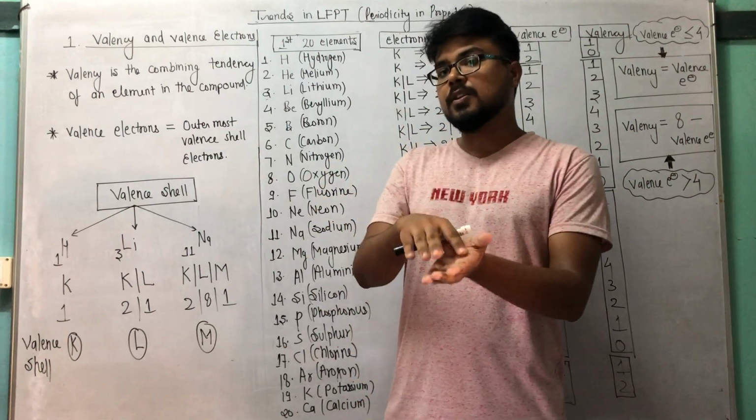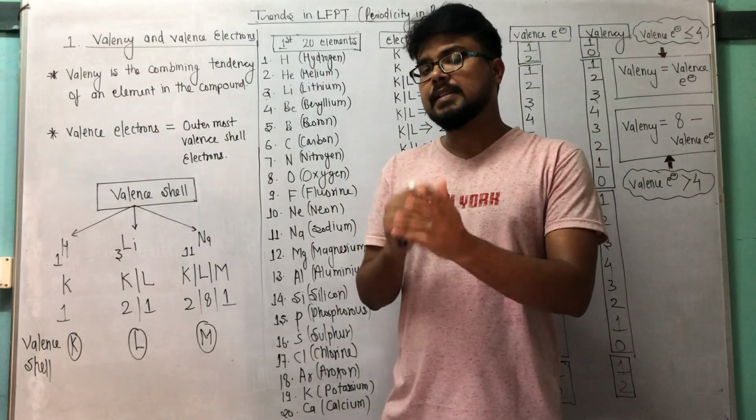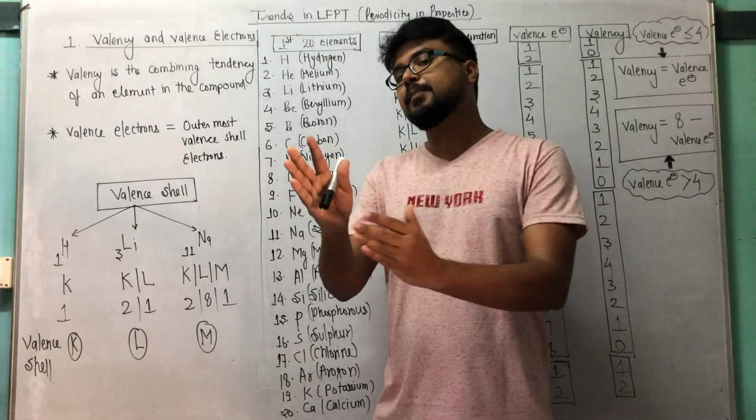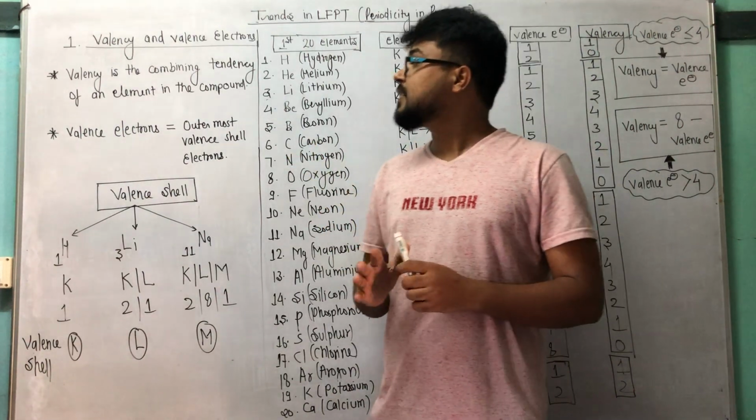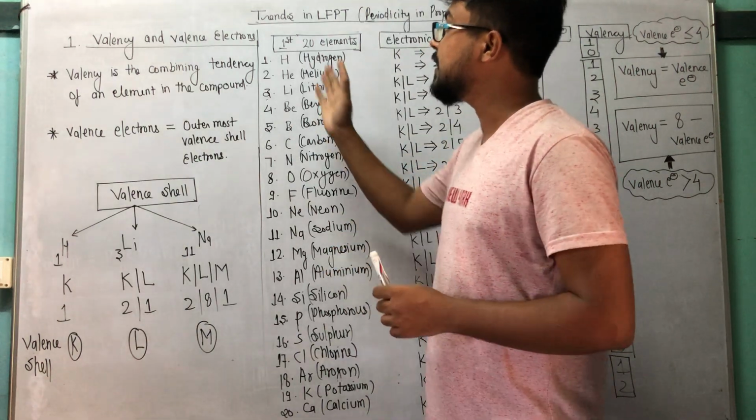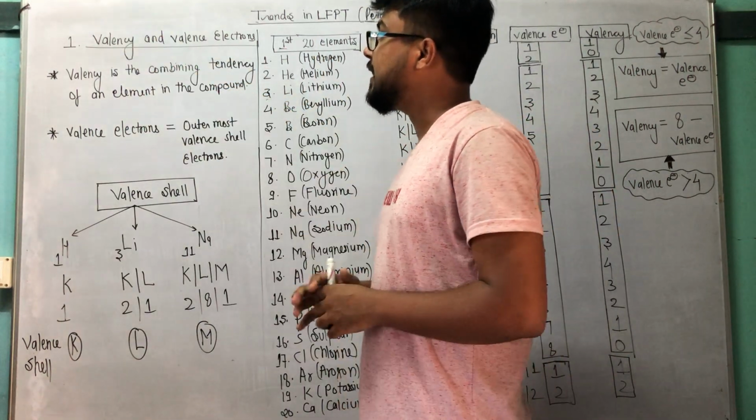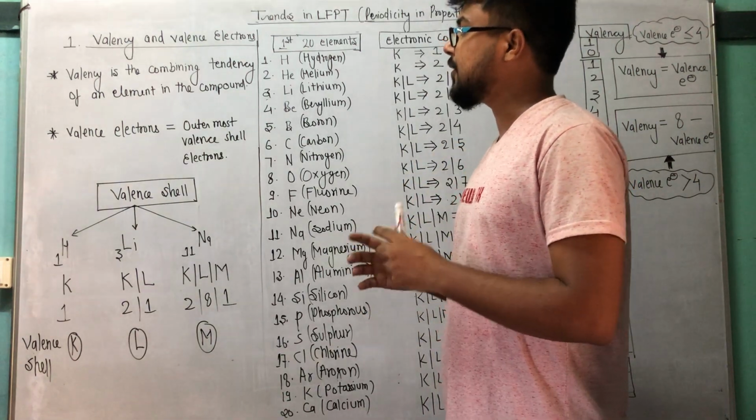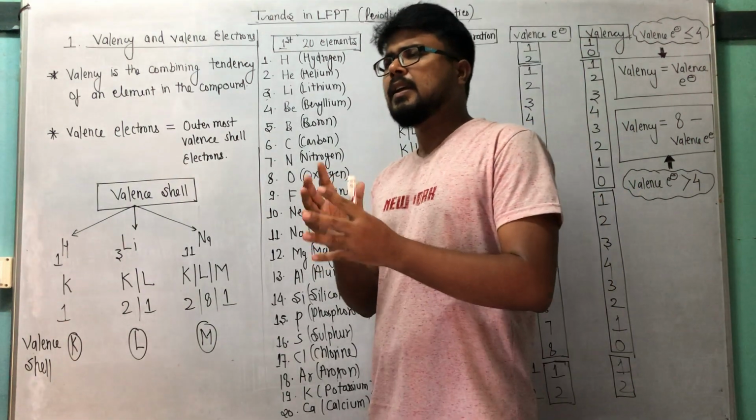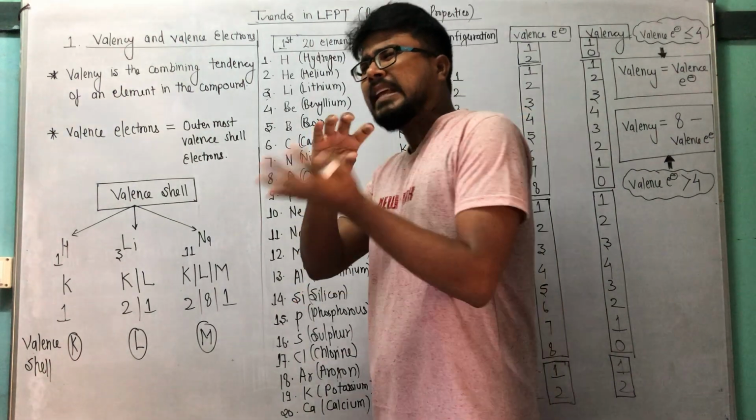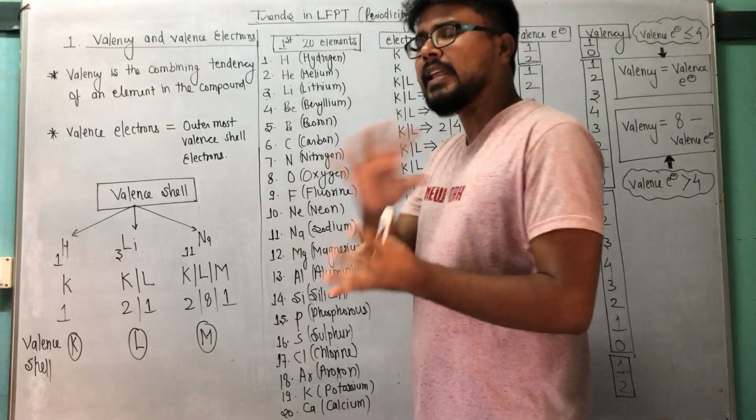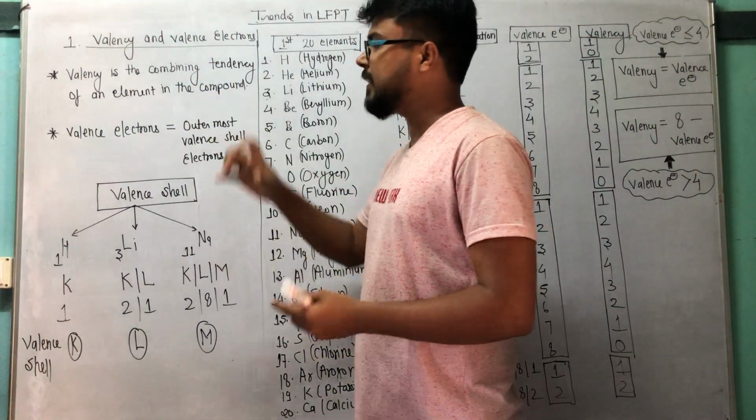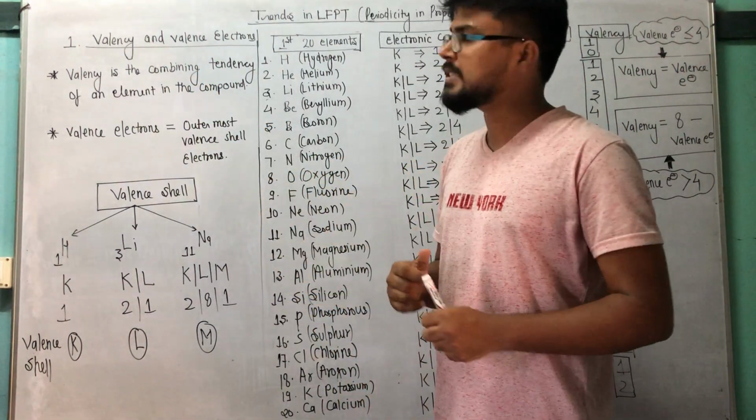Now the second portion of the periodic table chapter is trends in properties, or periodicity in properties, and for the first property we will talk about valency and valence electrons. So students, valency and valence electrons are very common, and actually it is easier than any concept, correct? So first of all, what is valency, and then we will discuss valence electrons.